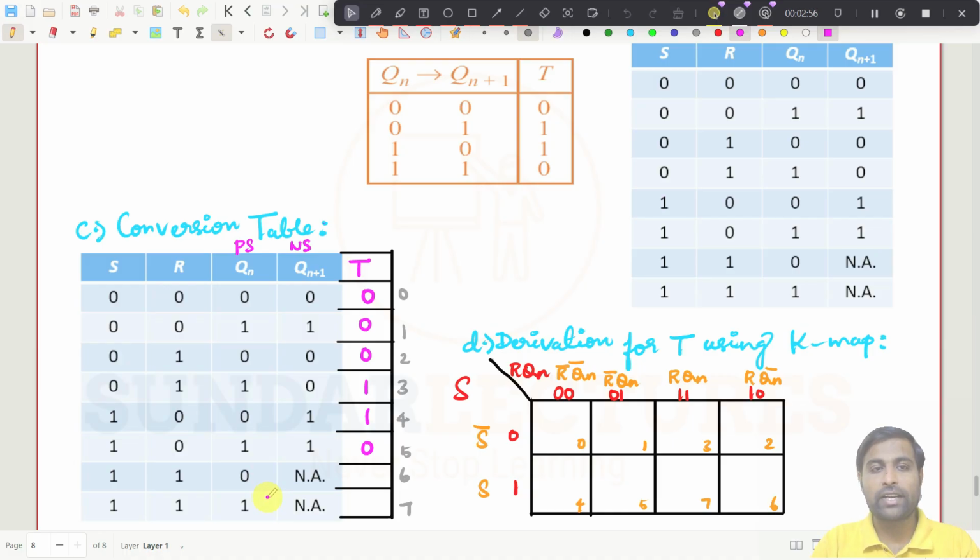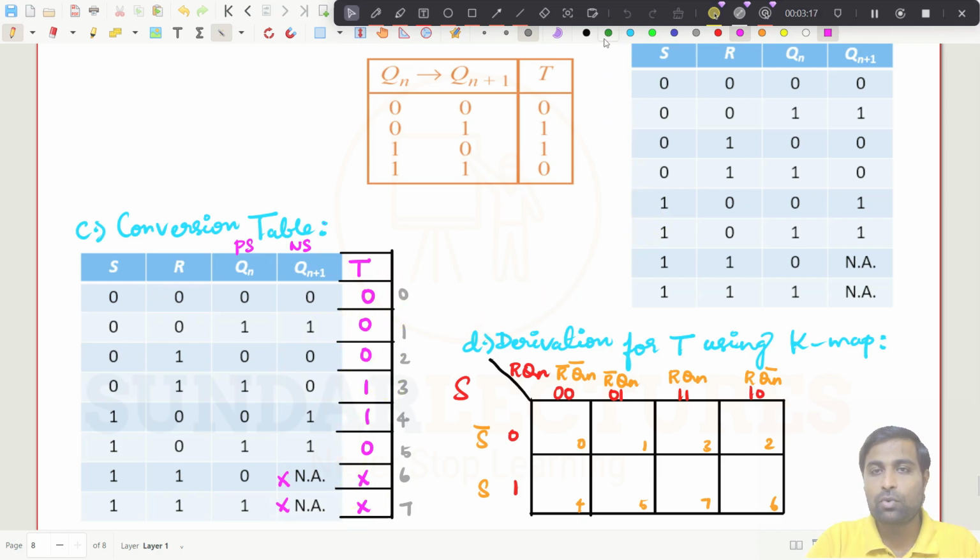So what is the point in the conversion of SR flip-flop? We never give 1 1. So for these two cases we are not going to give that input. So the T input may be anything. I don't care about the T input. So this should be X and then X. This is how we have derived the T input.